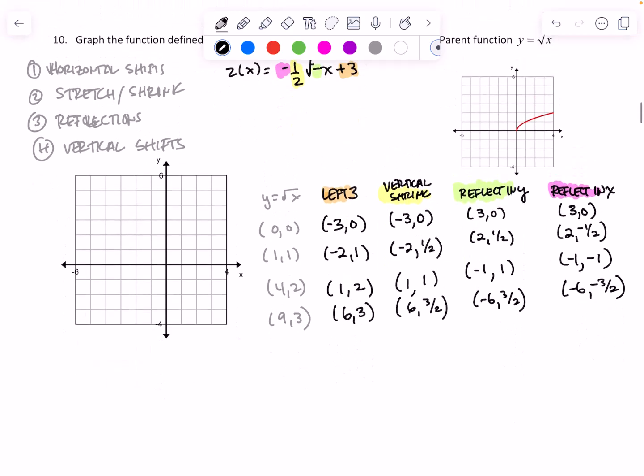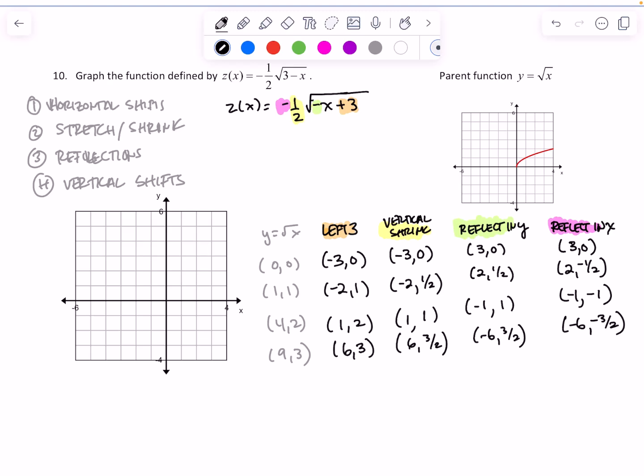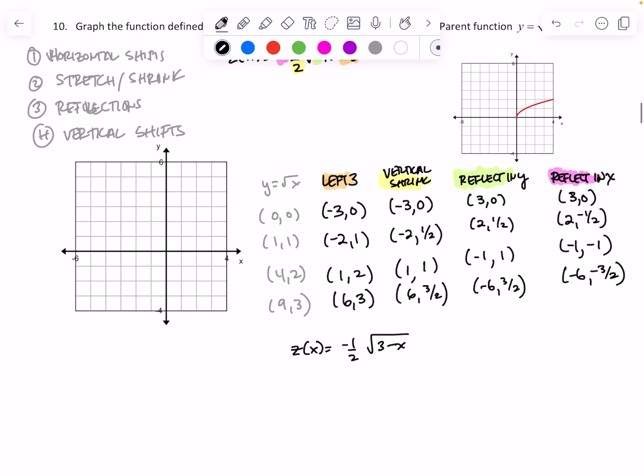Okay, before we plot it, let's just do a reality check to see if these points actually work in that formula. The points that we got by following the path work in our original formula. So we have z of x equals negative 1/2 times the square root of 3 minus x. Let's look at z of 3. By the math we did up here, we should end up with 0 because we've got the point 3, 0. So we should get that z of 3 is equal to 0. So z of 3 is going to be negative 1/2 times the square root of 3 minus 3, which is negative 1/2 times the square root of 0, which is in fact 0.